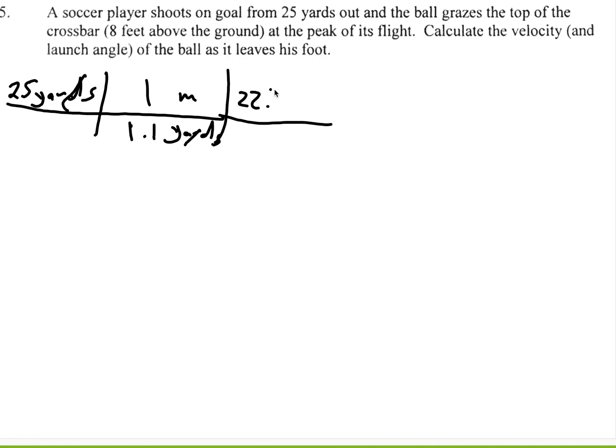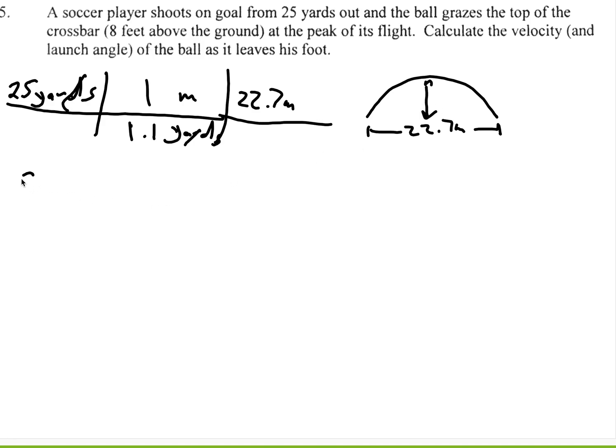All right, 22.7 meters. So basically, you guys, this is the problem setup. We're shooting. The ball's going to go up. It's going to come down. He's shooting 25 yards out, which we said is 22.7 meters away. That's going to be my DX. It says the ball grazes the top of the crossbar, which is 8 feet above the ground. So we got to convert that too.